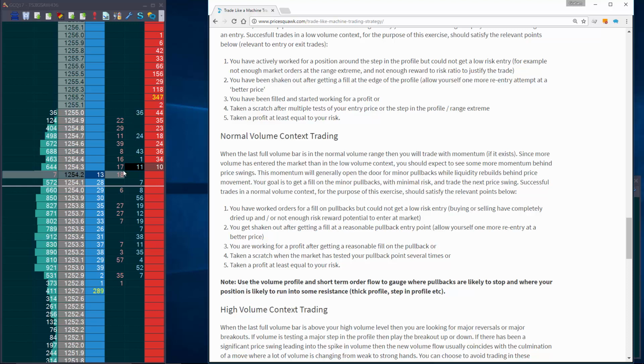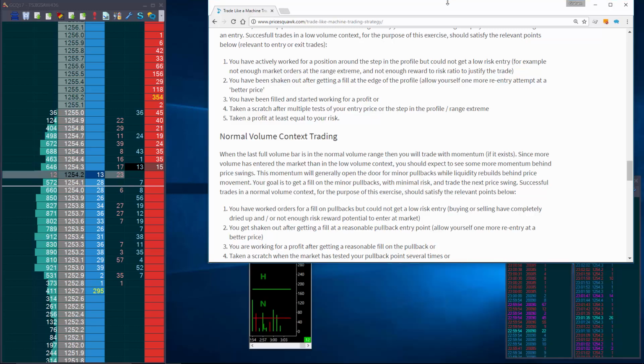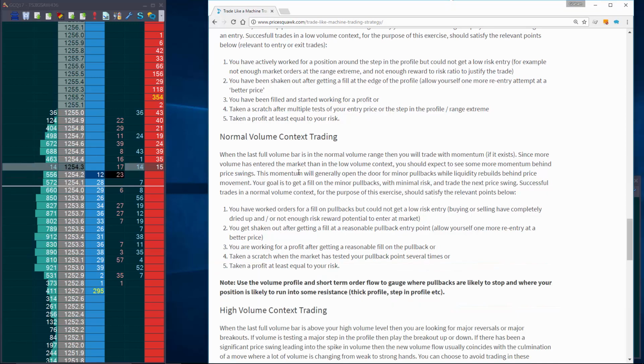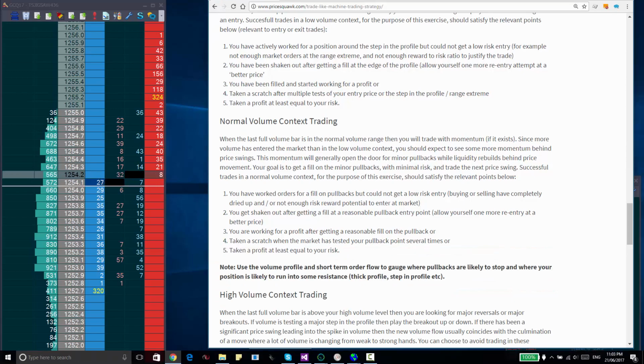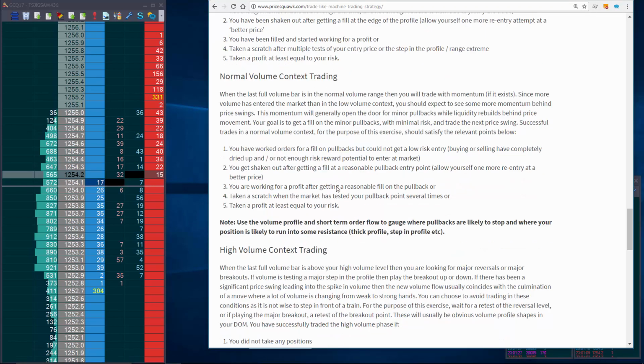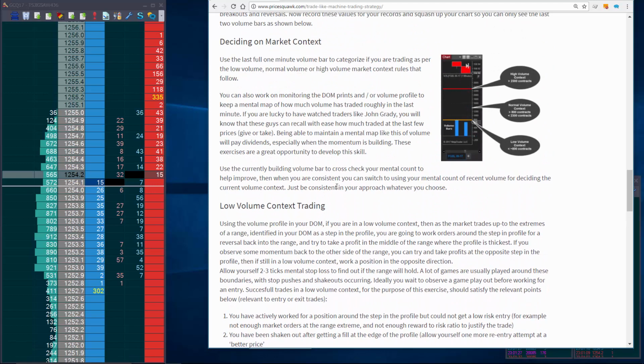assumption we're moving back into the range here, and what we're looking for in the normal volume context is to work offers then, if we're looking for shorts, to get a fill on minor pullbacks and then to manage the position from there. I'm not going to actually execute this trading strategy, as that'll be a lengthy video. I will record some actual videos of the drills.